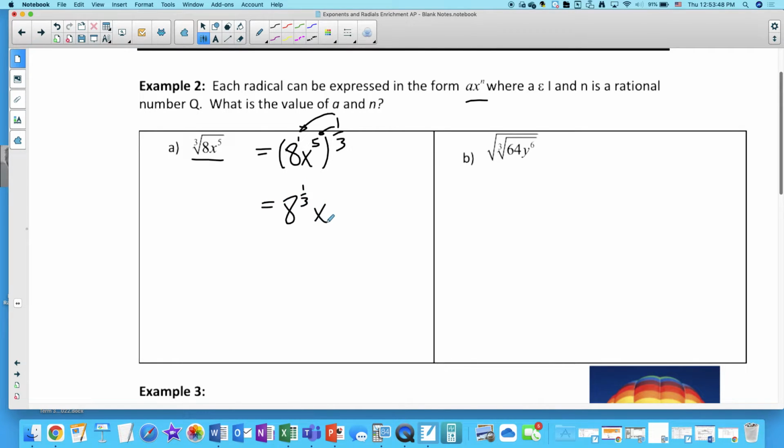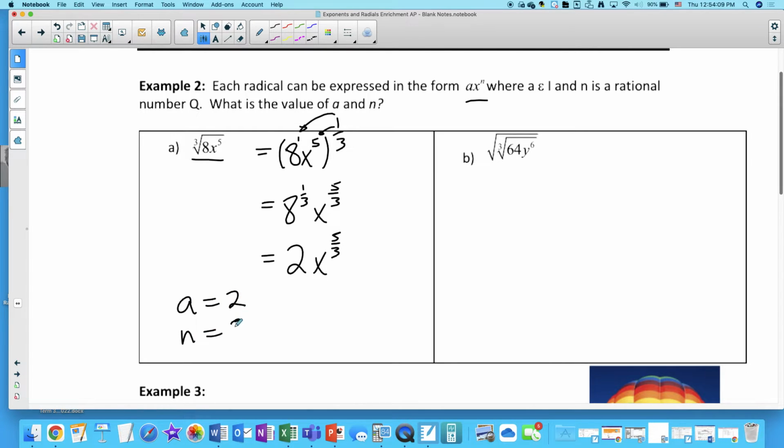So, yes? Would 8 just become 2? Yes, exactly. So then 8 to the 1/3, same as cube root of 8, is 2. So this is 2x to the 5/3. So a equals 2, n equals 5/3.